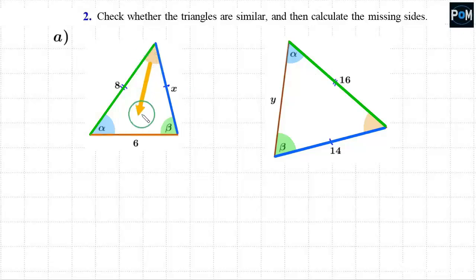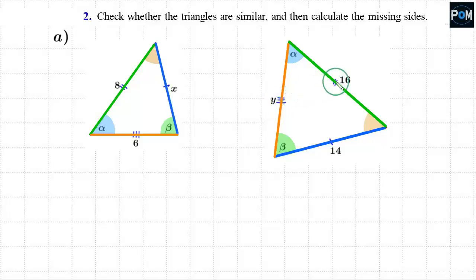Opposite this orange angle is side 6. So for this side 6, in this triangle opposite the orange angle is side Y. So 6 matches side Y. And now we can set up proportions. I would start here by taking those sides that I know and that match each other. I won't take this X for now. I won't take Y for now, because I don't know these sides.